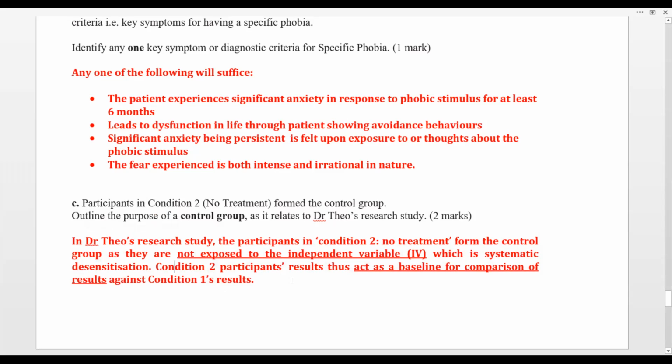Remember, guys, just be careful with questions like this. Sometimes it's very easy to just generally define what a control group is without relating it back to the research study. Whenever you get a research scenario and then you're asked to talk about the control group, even if it doesn't say something like as it relates to Dr. Theo's research study, even if it just says outline the purpose of the control group, it's better that you link it back to the study given, because a lot of the time that is what is expected from you, okay? Unless the question is just a standalone question, not attached to any scenario, then it's okay. But it's very rare to get a question like that that's not connected to a research scenario.